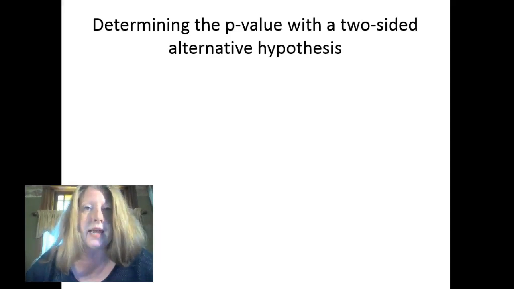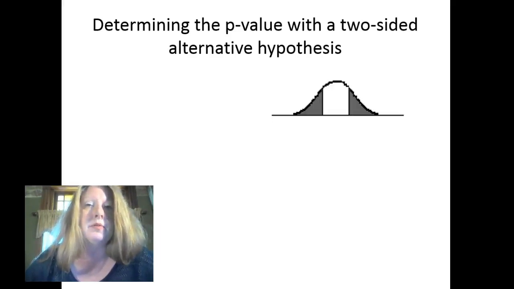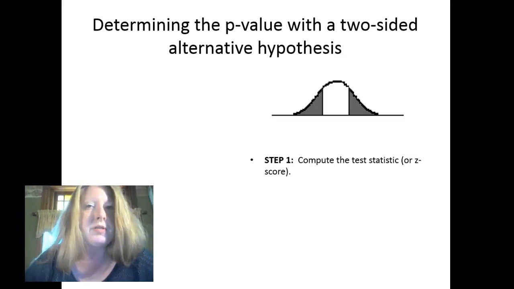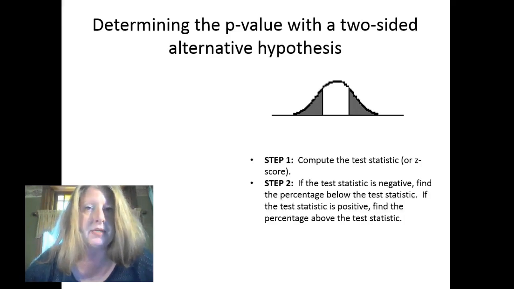So the steps are the same, no matter what the problem. If you know you have a two-sided alternative hypothesis, here's what you do. You compute your test statistic as normal using that z-statistic formula. You then go to table B as normal.